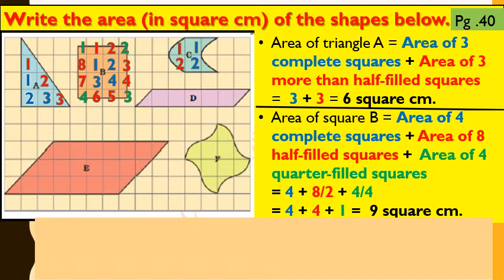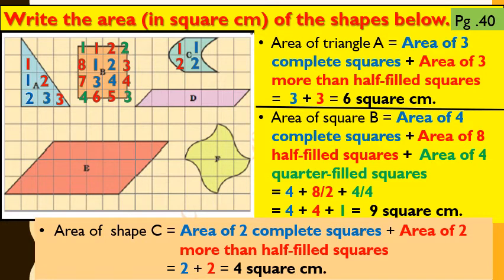Since 2 half filled squares make a full square, 8 half-filled squares will make 8 divided by 2, that is 4 full squares. And 4 quarter-filled squares make 1 full square. So 4 plus 4 plus 1, that is 9 square centimeters. So the area of square B is 9 square centimeter.